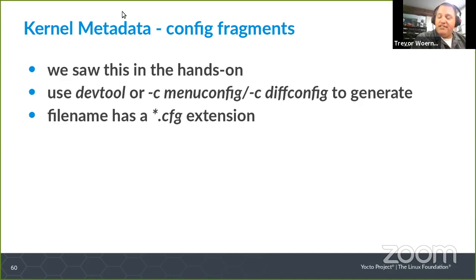In my hands-on, I used DevTool because DevTool just makes it a lot easier for you. It knows that if you've changed the configuration, you probably want the configuration fragment to go along with that. There were people in the Slack who asked about this. Yes, you could just use bitbake, menuconfig, and diffconfig manually yourself. But DevTool kind of wraps all that together. It's kind of like doing a git pull instead of a fetch and an update separately. DevTool puts it together.